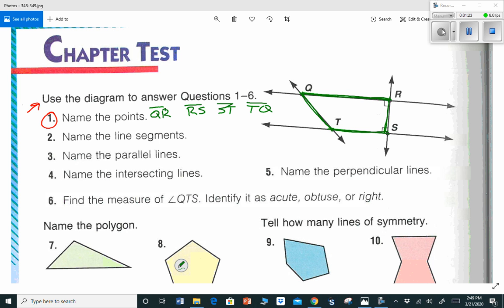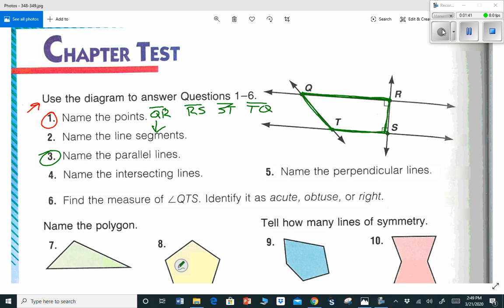Does it matter if you use capital letters? Yes. Does it matter if you use exactly 2 capital letters? Yes. And does it matter if you put the line segment symbol above the letters? Yes, it does. Make sure that you do that all correctly. That was for number 2.